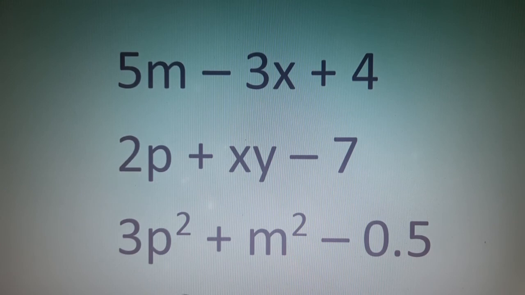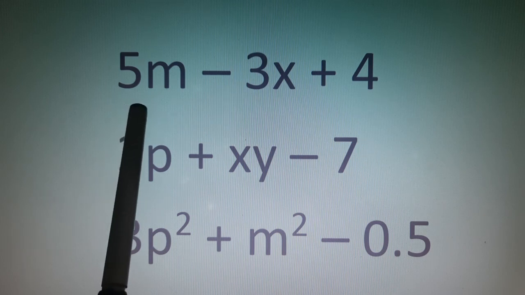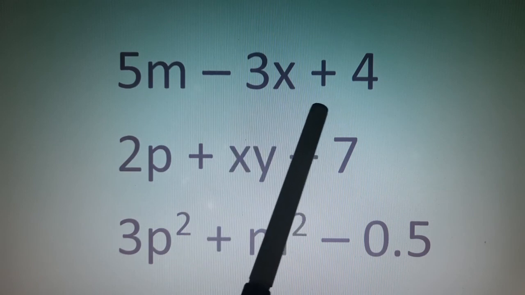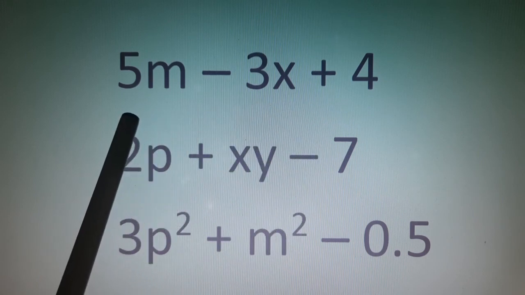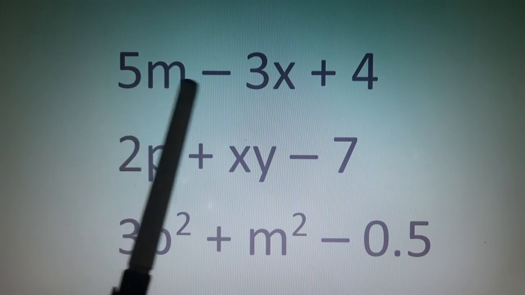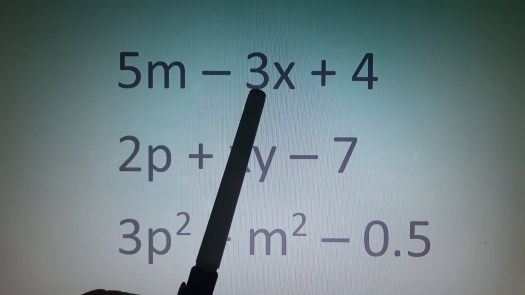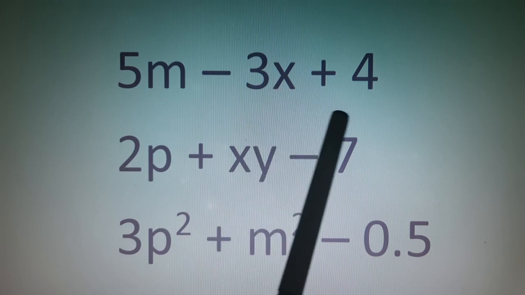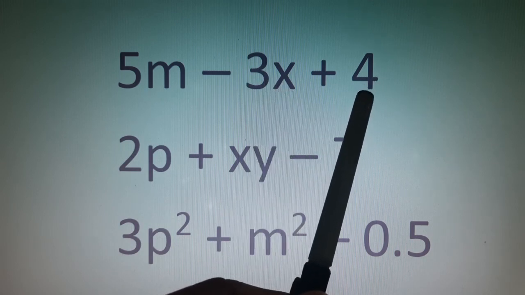Now have a look on these examples. You are given three expressions. In the first expression, 5m minus 3x plus 4. So this expression consists of three terms. 5 and minus 3 are coefficients. m and x are variables. So plus 4 is the constant.